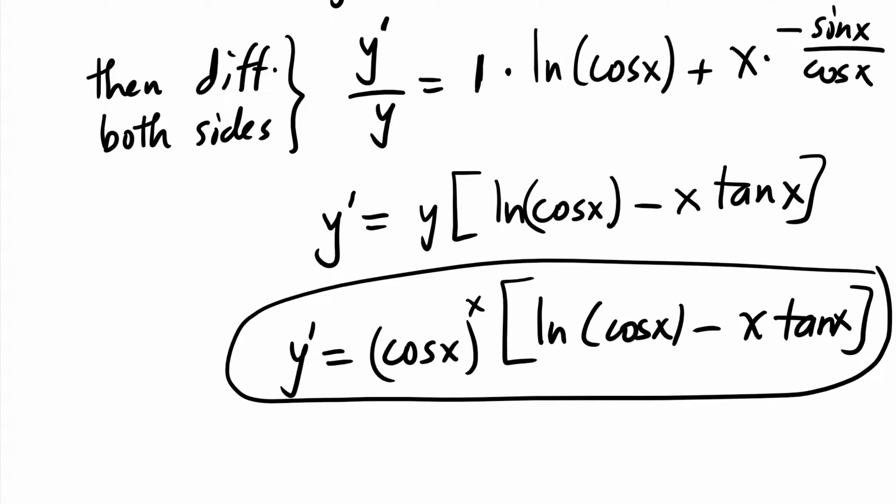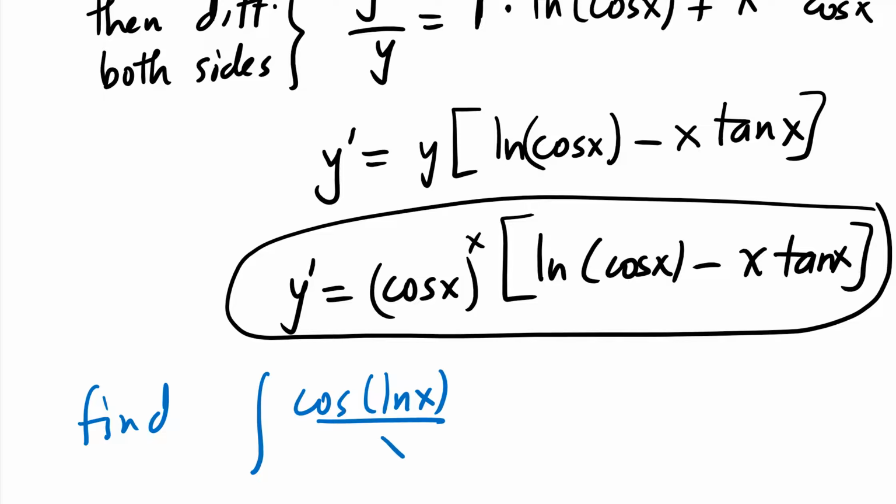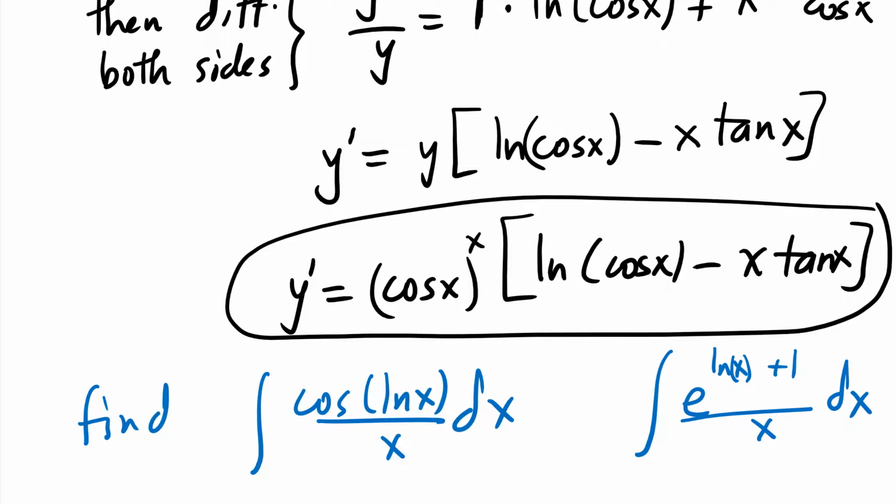Next one, find the integral of cosine of natural log of x over x dx, and e to ln of x, or no, let's make it e to the ln of x plus 1, over x dx.